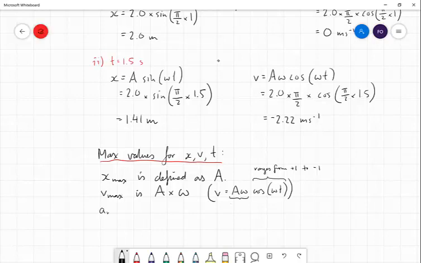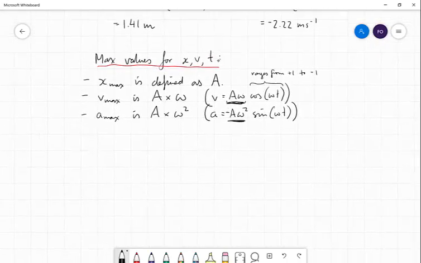A max is a times omega squared for the same reason, because the acceleration is negative a omega squared sine of omega t. And because sine of omega t never gets bigger than 1, a omega squared is the biggest value that the acceleration will ever take. So to find the max values, all we need to do is just use the little bit at the start of the equation.